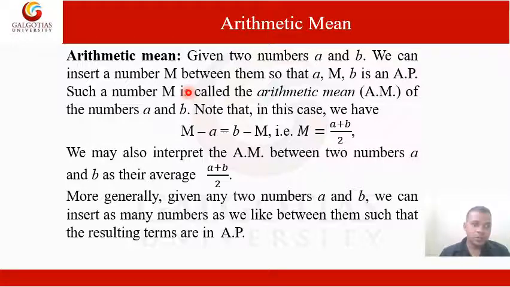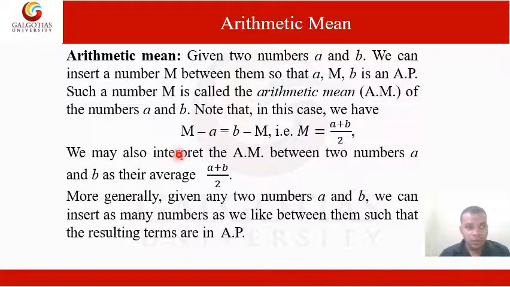Let us discuss the arithmetic mean of an arithmetic progression. Given two numbers a and b, we can insert a number m between them so that a, m, b is an AP. Such a number m is called the arithmetic mean. So suppose a and b are the numbers. In that case, note that m minus a and b minus m will always be equal. That means from this expression I can get the value m equal to the first term plus the last term by 2, that is, a plus b by 2.